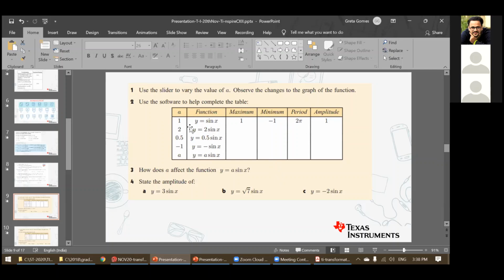Now, as you can see, I like to do this kind of investigation with my students. I ask them to put in a slider, where the function you would generate is y equals a sine x. And as a increases, I ask them: what is the maximum, what is the minimum, what is the period, and what is the amplitude?